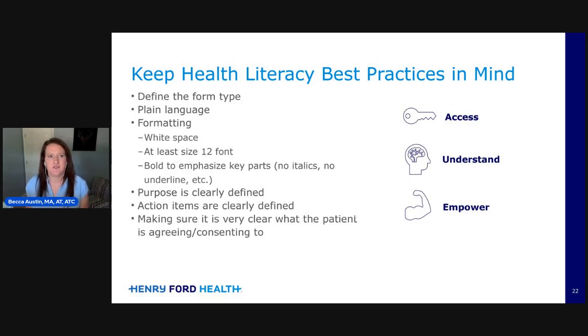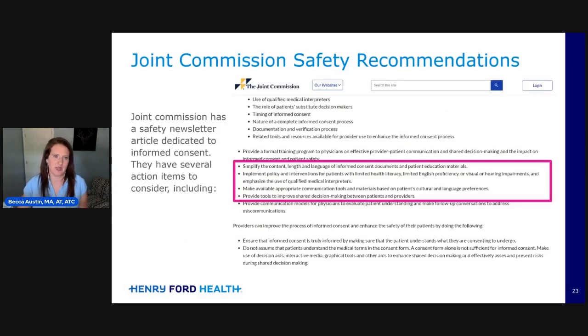So again, defining the form type, plain language, formatting, purpose, action, etc. Again, we'll talk about some of this as we talk about the different types of forms when we get there. Just keep these in mind as you're doing that process review to start understanding the opportunities in your organization a little bit better.